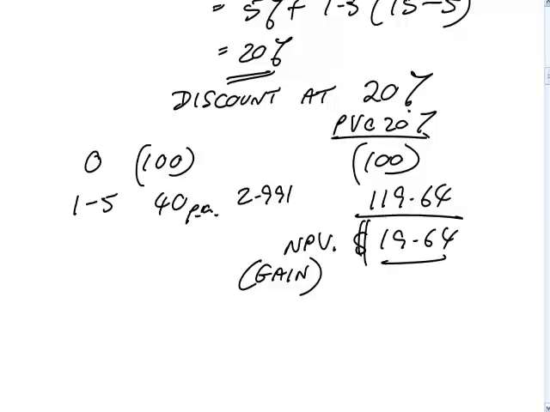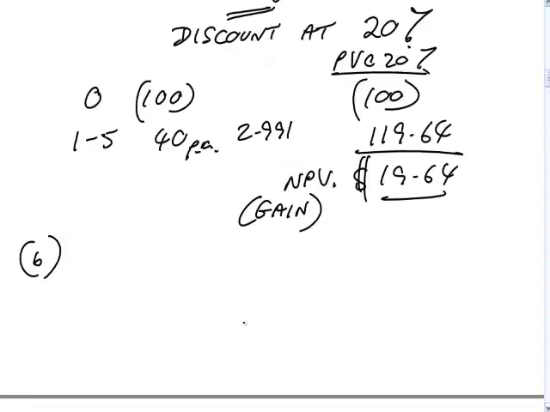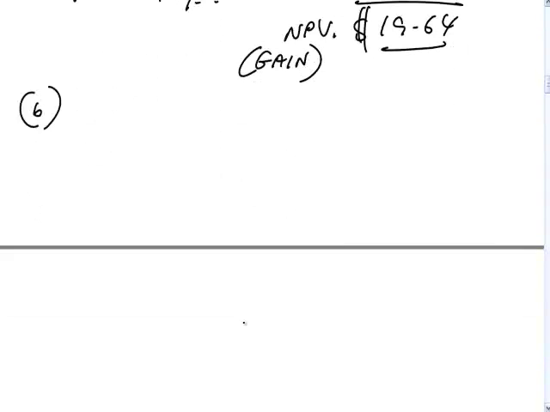Now, though, look at Part B. Part B says we're going to do exactly the same project, but we're going to finance it partly from debt. Okay? Now listen.